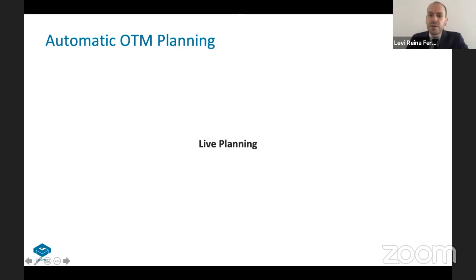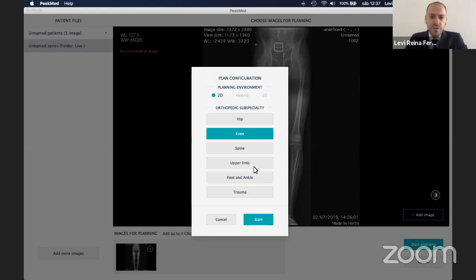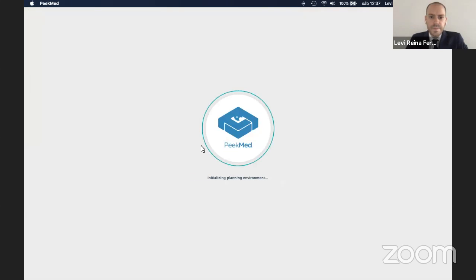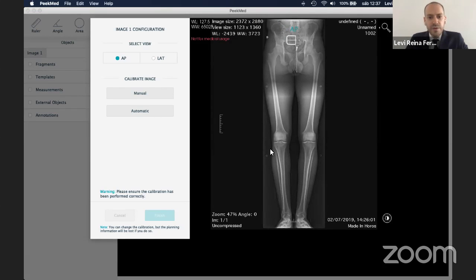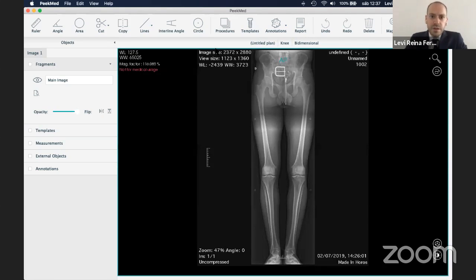So now I'm going to try to do a live planning here. So this is the JPEG image, but you can use DICOM as well. So you click and start planning. We choose the knee. Then you need to calibrate. If you have a small sphere here, you can calibrate it automatically, but if not, you just have to do it manually, okay? We go here, 10 millimeters, 10 centimeters. So now the image is scaled.